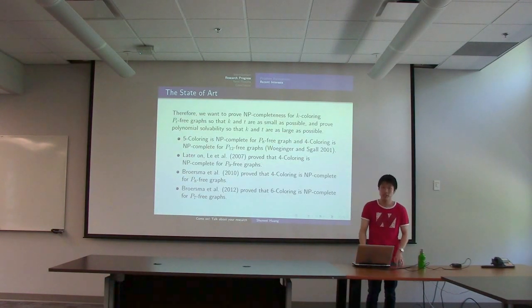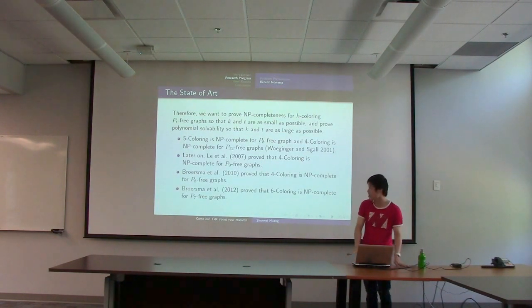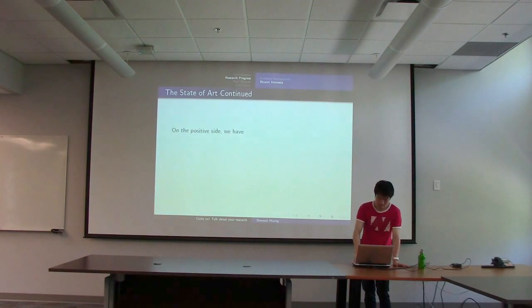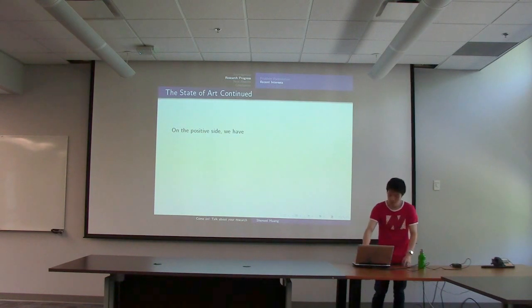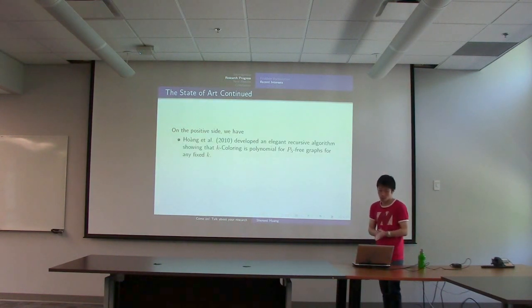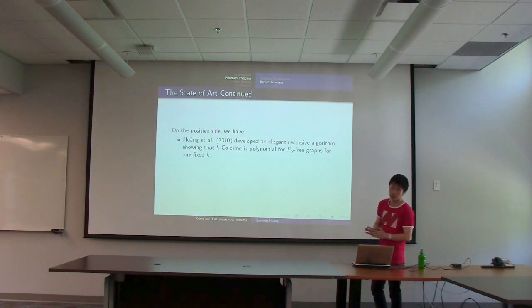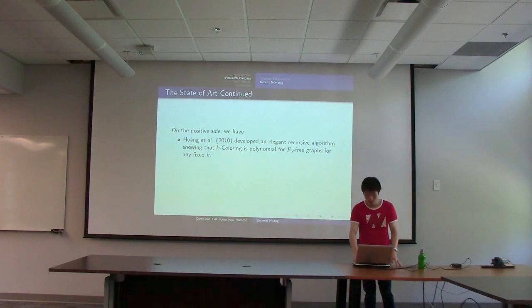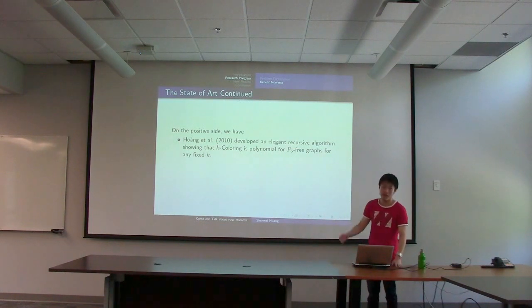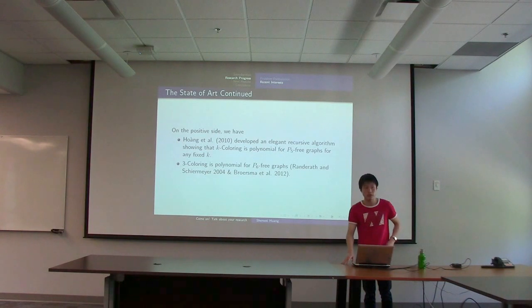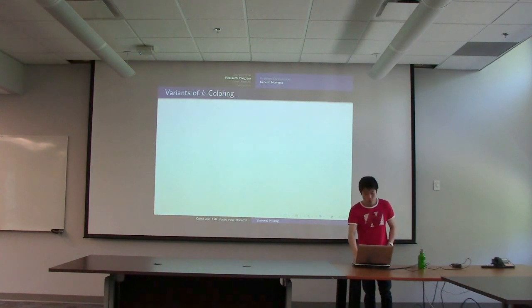And for P6-free graphs, for P7-free graphs, the best we know is that 6-coloring is NP-complete. And on the positive side, we have the following: Hong, Chudnovsky, et al. proved that K-coloring is polynomial for P5-free graphs for any fixed K. This is a really nice result because it solves K-coloring for any K. And for P6-free graphs, the best we know is that 3-coloring is polynomial.